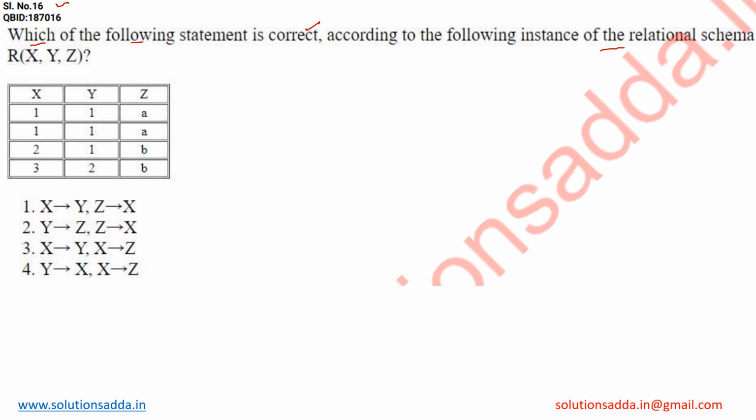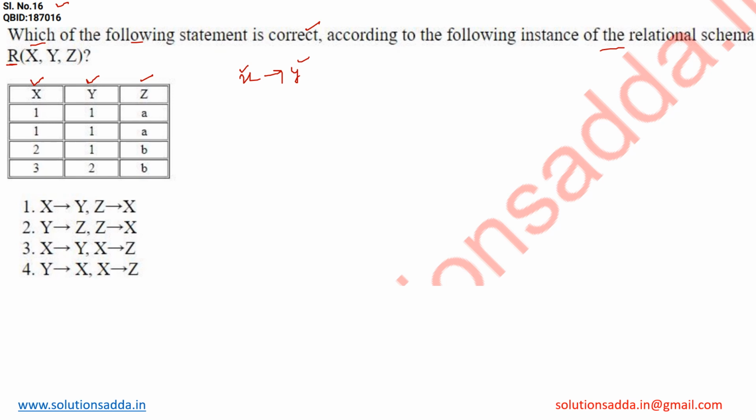X, Y, Z. This R represents this entire table and X, Y, Z are the attributes of this table. Here are the values of X, Y and Z. We need to identify which statement is correct. Four options have been given. This arrow represents that one value can determine the other. Here, can attribute X determine Y or not?